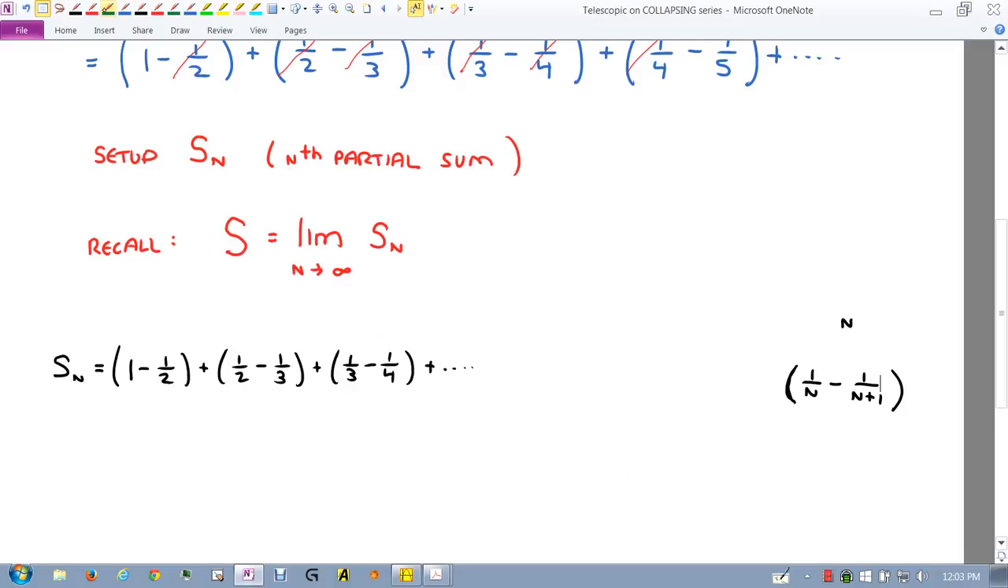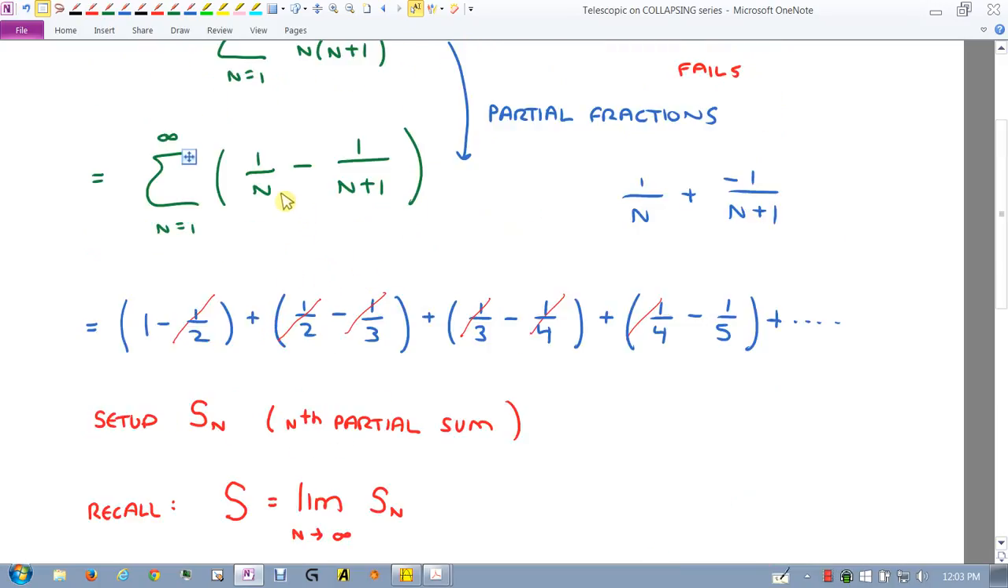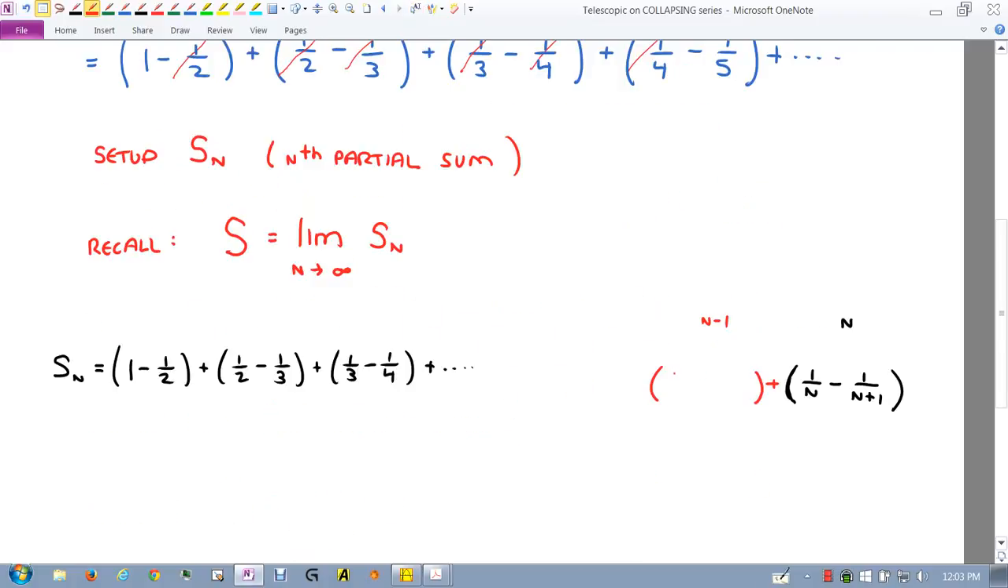Now, when we're doing these telescopic series, it's always good practice to go and look at a few more in front of this. So let's take a look. What is the guy right in front of this one? What would I be plugging in? Not n anymore. I'd be plugging in n minus 1. So I'm going to put that above so everyone knows what I'm plugging in. What would happen if I replace n with n minus 1 in here? I'd get 1 over n minus 1, and the next one would be minus 1 over n minus 1 plus 1, which is just 1 over n.